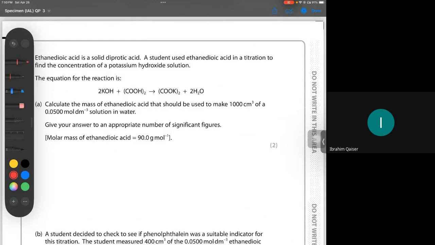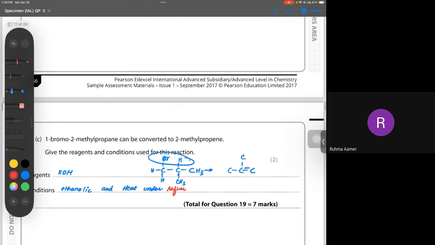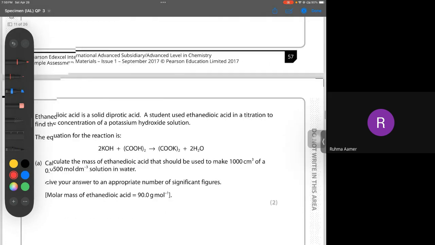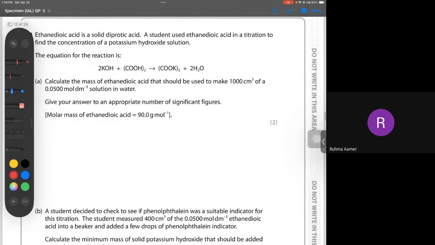Calculate the mass of ethane dioic acid that should be used to make this one. Give your answer to an appropriate number. Can you tell me an answer? So it's going to be 0.0500 times 90.